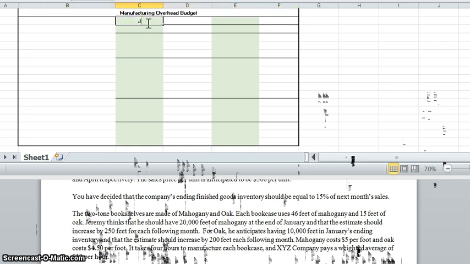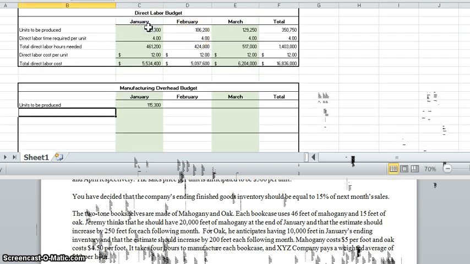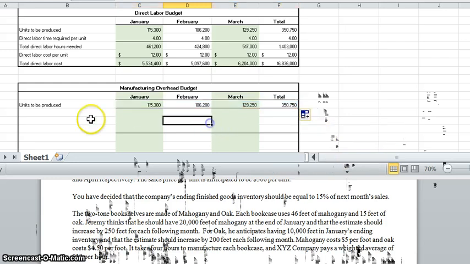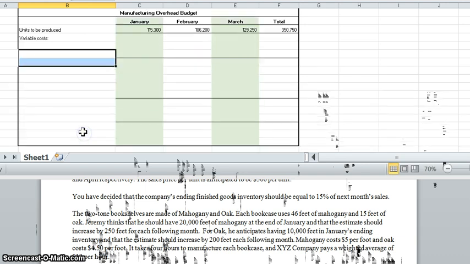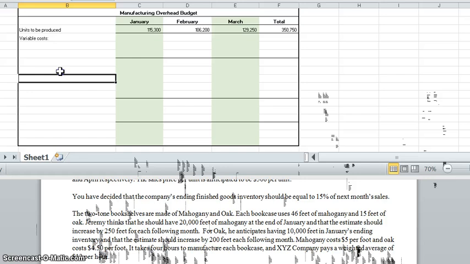So we're going to be dealing with our first quarter again. And again, units to be produced. I'm going to grab this from our direct labor budget since this does not change. All right, and then we're going to separate this into two different areas based on cost behavior. So the first one is going to be our variable costs. And then below that, we will deal with our fixed costs.